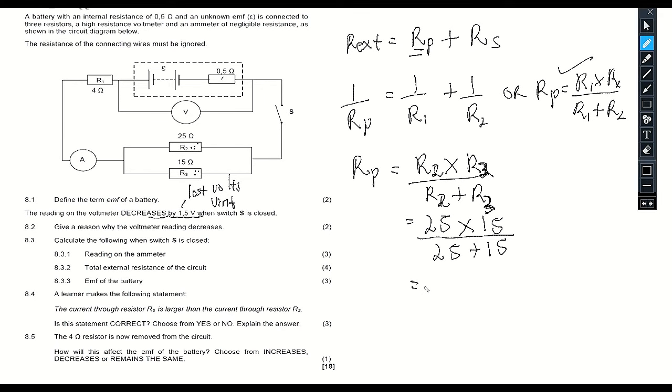Now all you have to do is grab your calculator, punch that into your calculator, and then the value that appears there, you must write it in decimal form, 9.375 ohms. But then to calculate the R external, remember, we have to take this RP and add it to this resistor here that is in series.